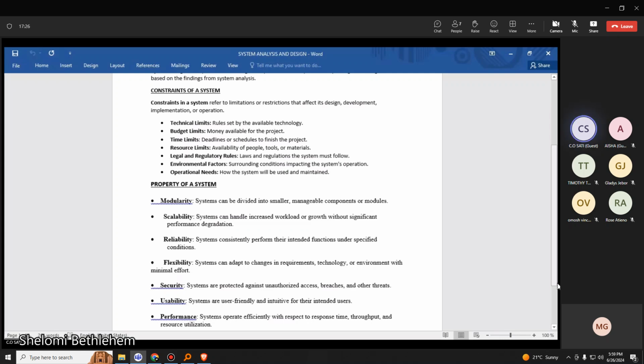One of the properties of a system, we have modularity, we have scalability, we have reliability, flexibility, security, usability, and performance.